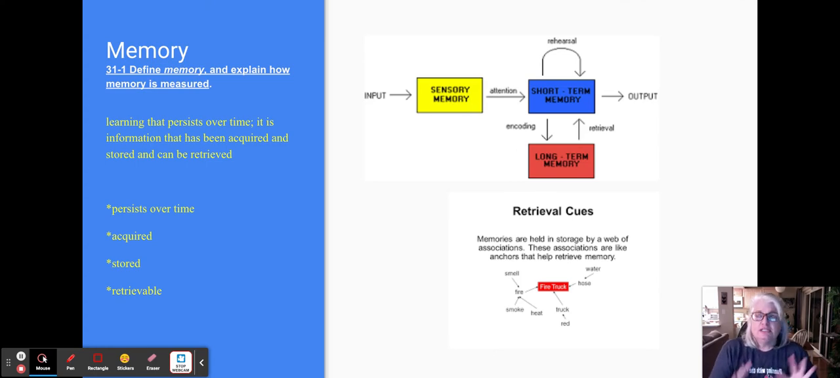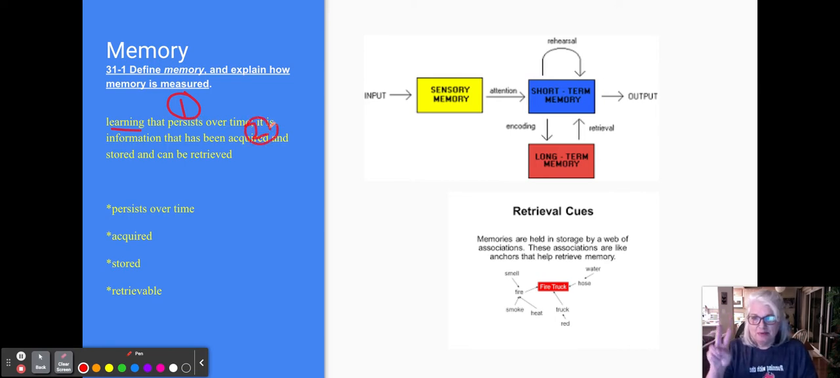All right, first of all, you need to define memory, and there are some key terms with this. If you look over on the left here, what is memory? Memory is learning that, one, persists over time. That's the first important thing. It is information that has been acquired. That's the second important thing. It's stored. That's the third. And finally, most importantly, it can be retrieved. Because if you have memories that can't be retrieved, they're not really memories, right? So the 4 key things: persists over time, it's acquired, stored, and you can retrieve it.